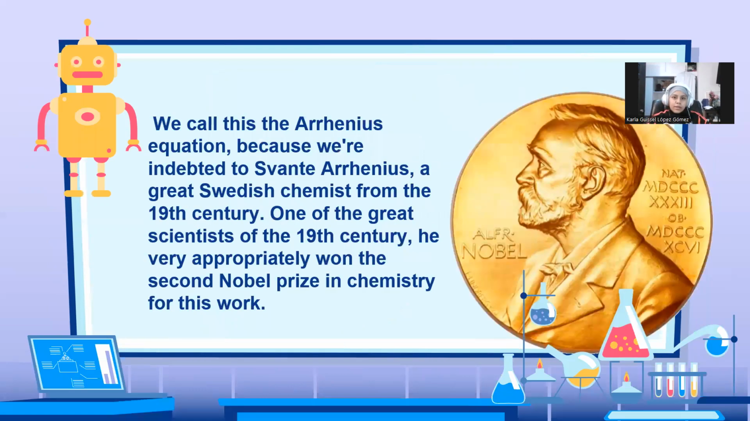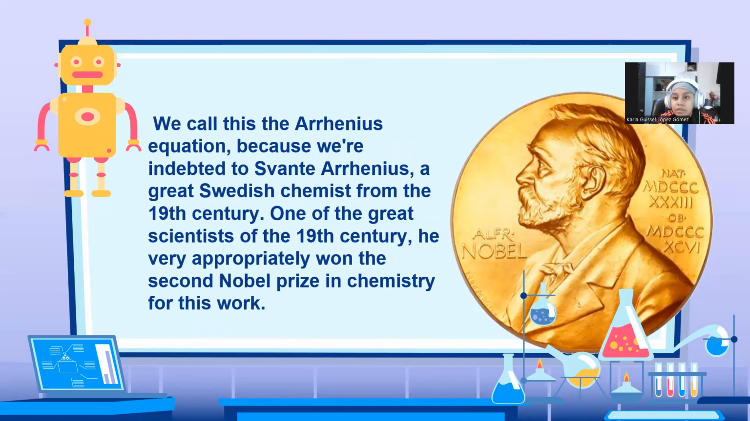Lastly, they told us that we call this the Arrhenius equation, the one that I already showed you, because we are indebted to Svante Arrhenius, a great Swedish chemist from the 19th century, like I was telling you, and one of the great scientists of that century. I mean, that's a lot. And also, he very appropriately won the second Nobel Prize in chemistry for this work.